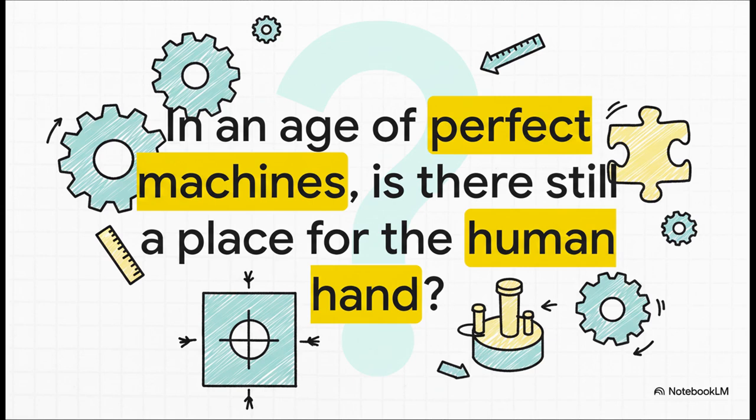And that kind of leaves us with one last thought to chew on. As our machines get more and more precise, more and more automated, you have to ask, what's the future role of human craftsmanship? Is there a limit to what machines can do? A final frontier of perfection that will always require the subtle touch and the keen judgment of a skilled human hand.